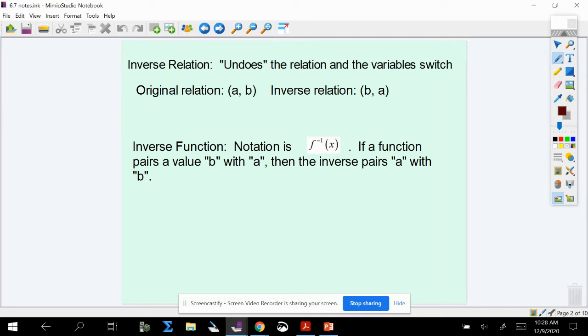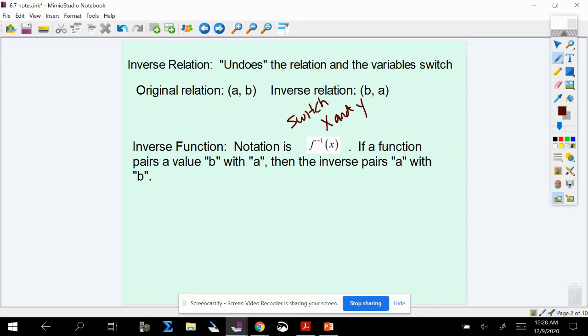So if we have an original point or original relation, (a, b), the inverse is just switching it. So if I want to go from an original point, an original equation to the inverse, you're going to switch all your x's and y's. And I'm going to show you exactly how Delta Math's going to ask you to do that in a second.